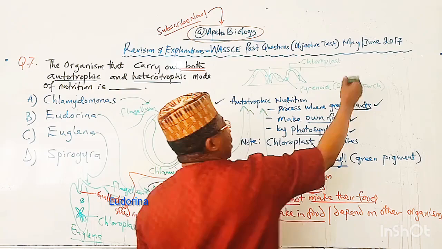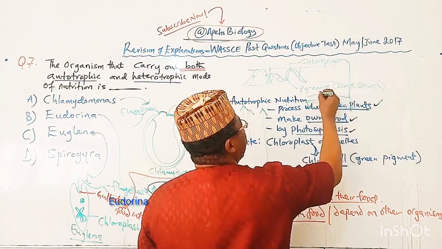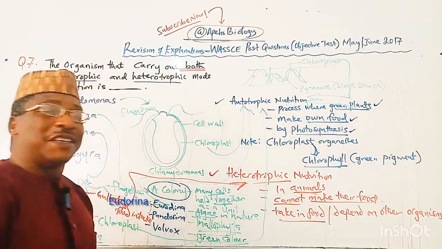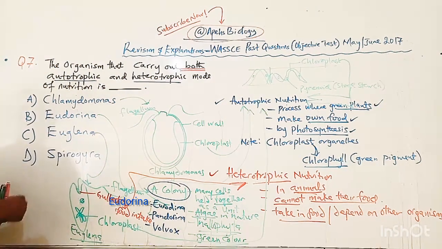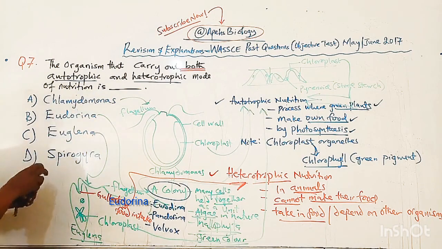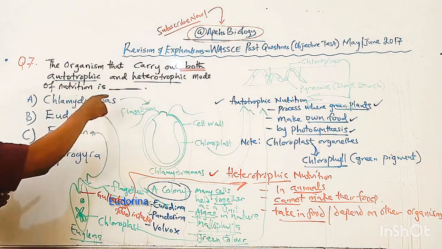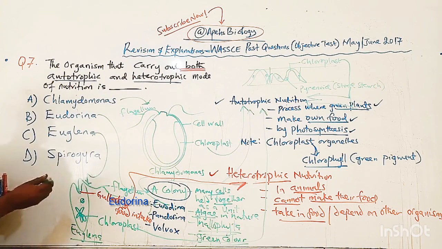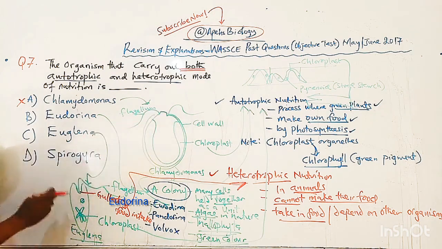This chloroplast definitely is an organelle that is used for which type of nutrition again? Autotrophic nutrition. So are we getting our answers now? So let's interpret the question now. With this, you see that to provide the answer to the question, the organism that carries out both autotrophic and heterotrophic mode of nutrition, the answer definitely is not going to be Chlamydomonas at all. Chlamydomonas cannot fall as part of the answer because it only carries out autotrophic nutrition.